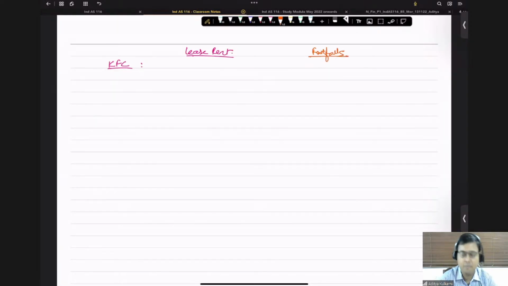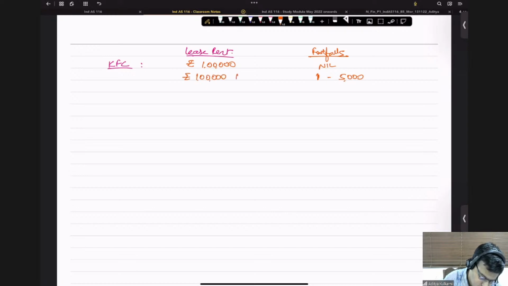Footfalls. So suppose nobody comes in a month, 0 footfalls. That means the KFC shop will have to pay a rent of 1 lakh. Suppose the footfalls is 1 to 5,000 in 1 month. Then you will be paying 1 lakh plus the maximum number of footfalls, 5,000.